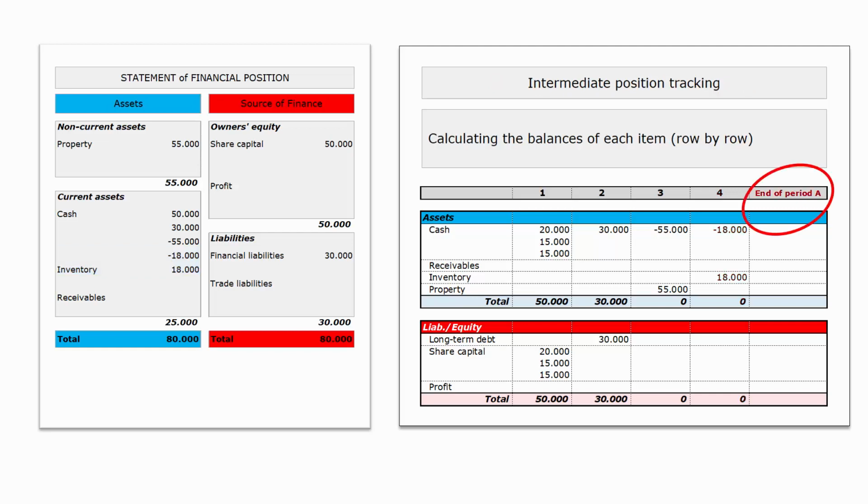Reliable Runner is now ready to start convincing customers and selling cars. Our friends are now eager to find out what their current financial position is. Assuming that the transactions up to now all took place in period A, they can see the information on the statement of financial position for period A.